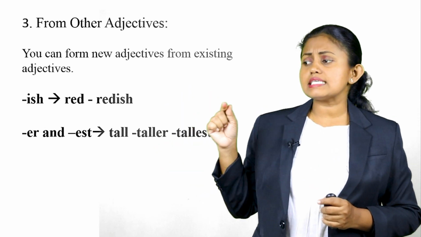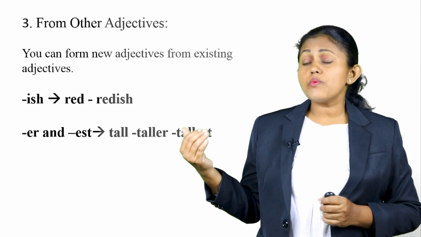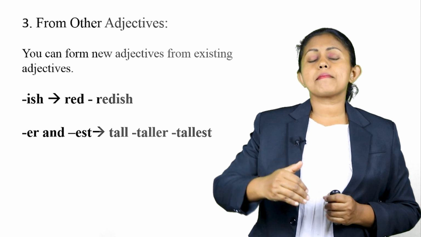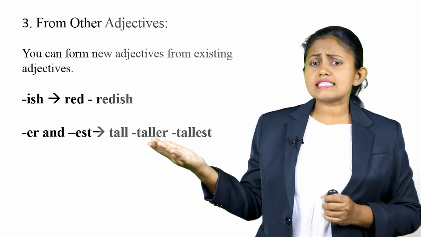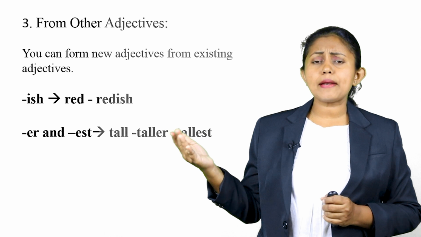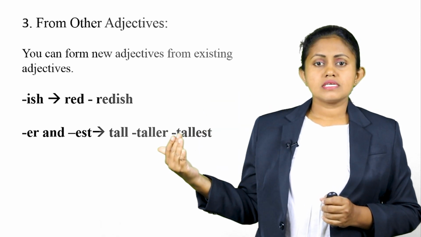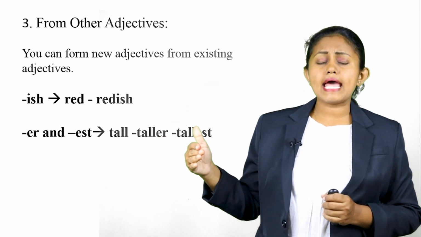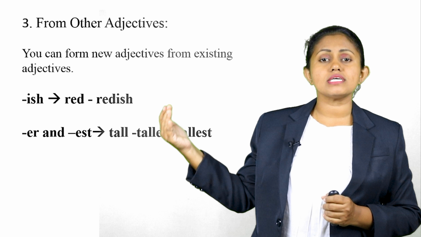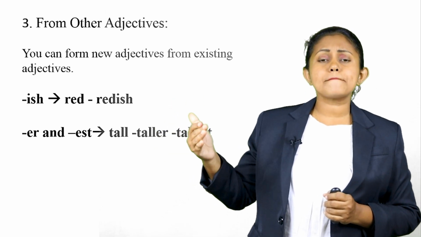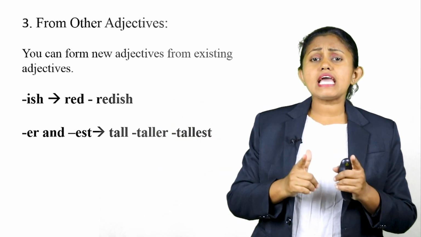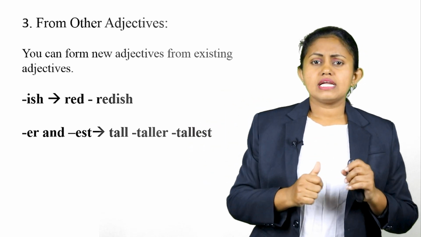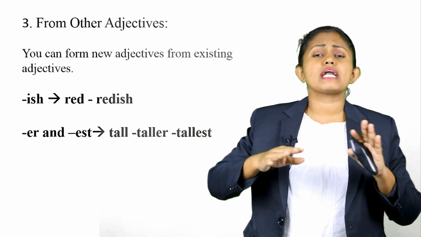The next point is er and est. Here we can add er or est at the end of some adjectives and make other adjectives like this. For the adjective tall, we can add er and make the adjective taller. And also we can add est at the end of the adjective tall and make another adjective, tallest. These types of adjectives are called comparative and superlative adjectives. We will discuss comparative and superlative adjectives in another video. Let's discuss these types of adjectives in another lesson.